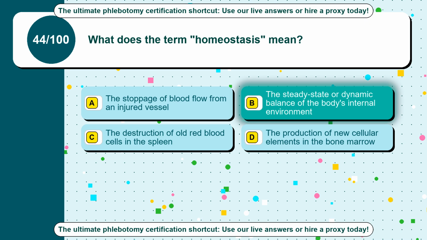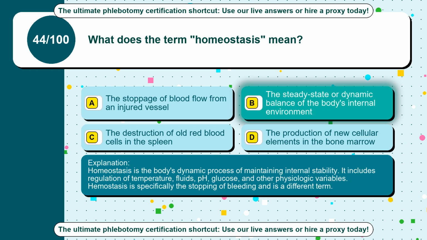The steady state or dynamic balance of the body's internal environment. Homeostasis is the body's dynamic process of maintaining internal stability. It includes regulation of temperature, fluids, pH, glucose, and other physiologic variables. Hemostasis is specifically the stopping of bleeding and is a different term.